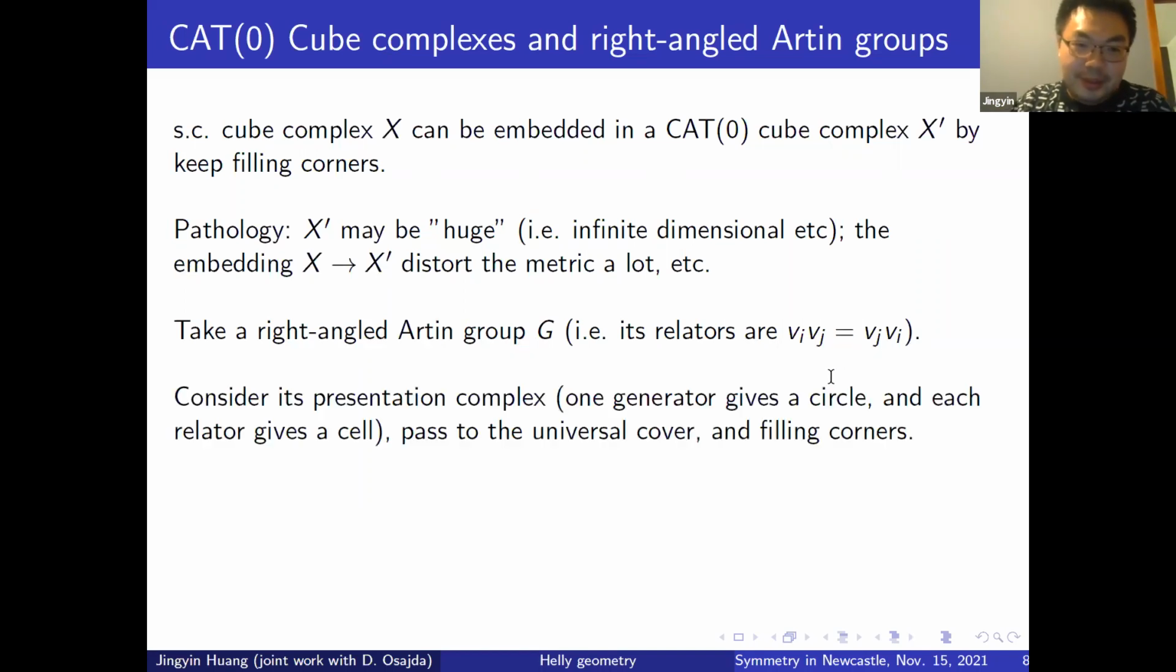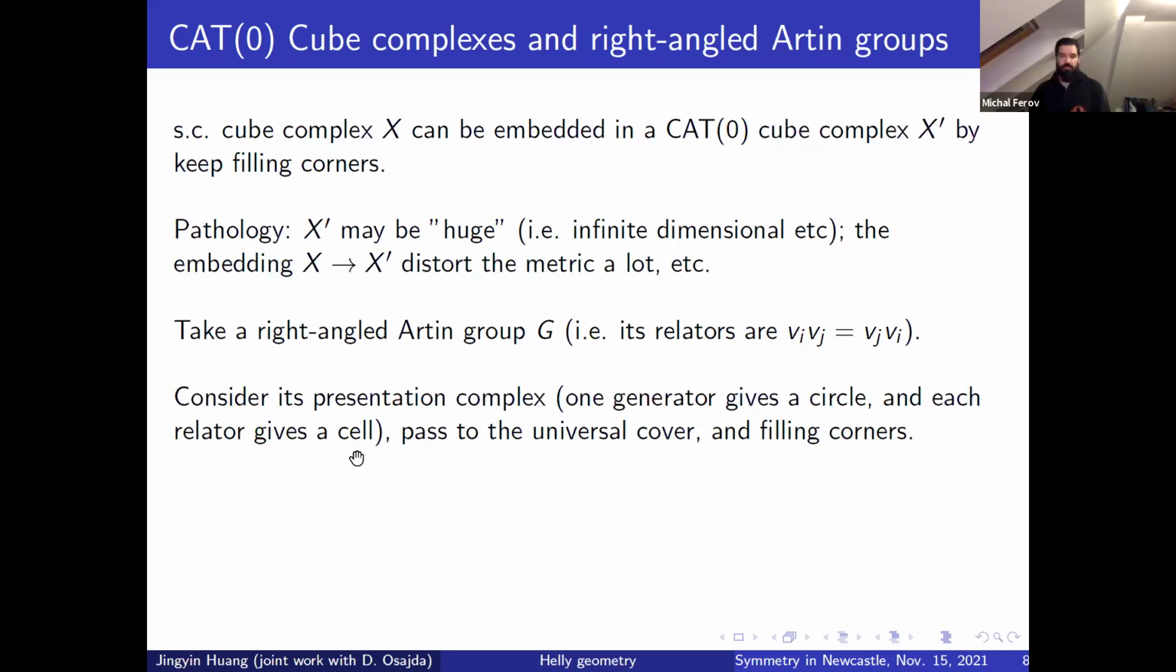Okay, and then for the right-angled Artin group, we can start with the presentation complex. Basically, that's a complex whose fundamental group is the right-angled Artin group. The one skeleton is a bouquet of circles, one circle for each generator. And then I'm going to attach cells which correspond to the relators. In this case, I'm going to attach a bunch of squares. And now I pass to the universal cover. The universal cover is going to be a two-dimensional cube complex.